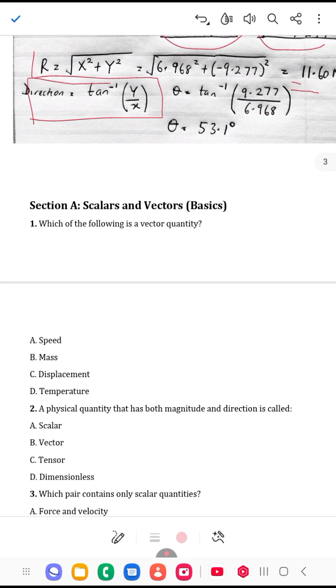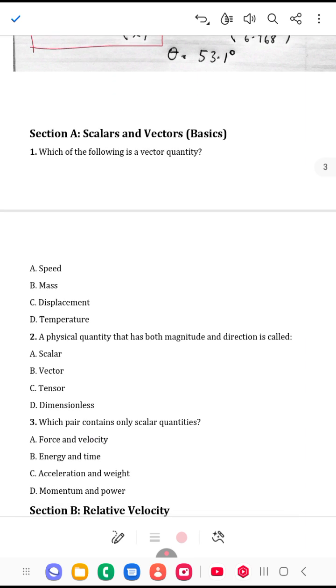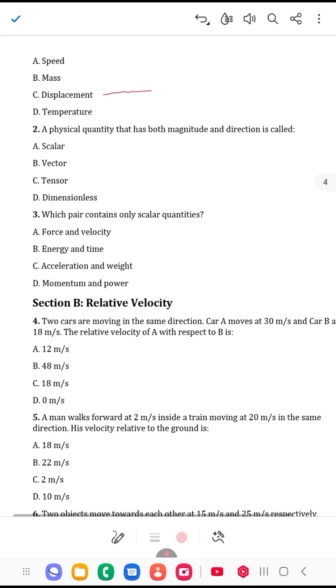So now, which of the following is a vector quantity? We have speed, mass, displacement, and temperature. So we should know that displacement is a vector quantity. Now, number 2, a physical quantity that has both magnitude and direction is called vector. So vector is a physical quantity that has both magnitude and direction.